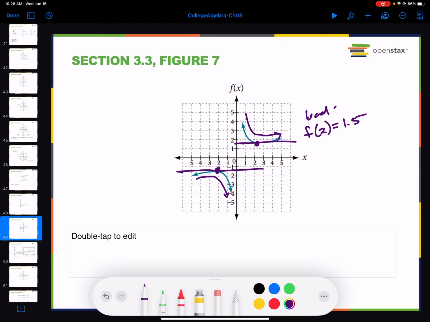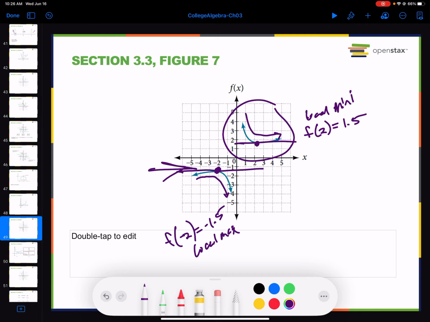Yeah, okay, so they're calling that a minimum. Even though it's more than this value, when we're looking at just this section, it's a minimum. So that's going to be your minimum. And then at this point, f of -2 equals about -1.5. That's going to be your local maximum, because that's the max for this section of the graph.